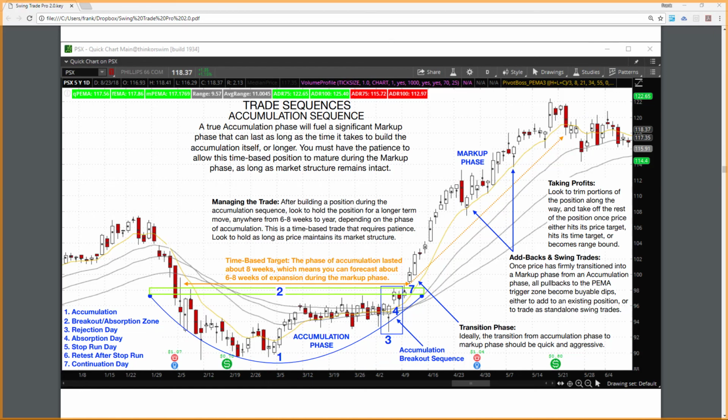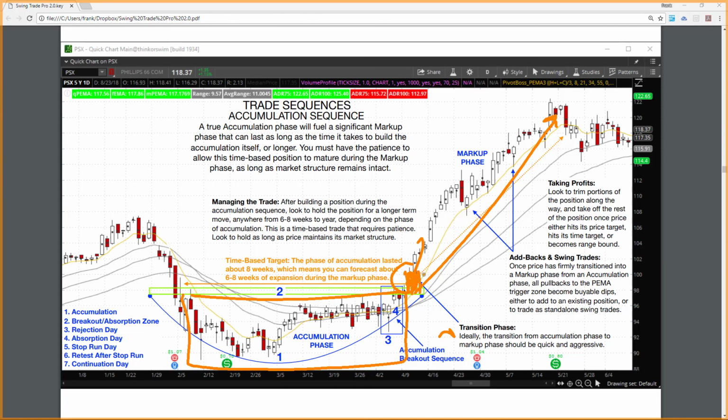Now in terms of the transition phase, you're transitioning from an accumulation phase to a markup phase. Ideally, the transition from accumulation phase to markup phase should be quick and aggressive. If it's going to transition from one phase to another, it's typically going to be a strong push first.